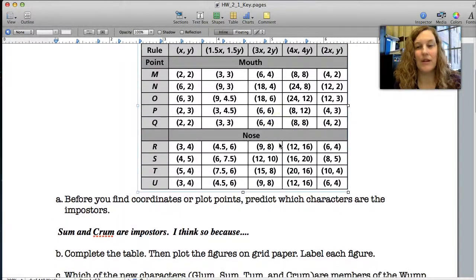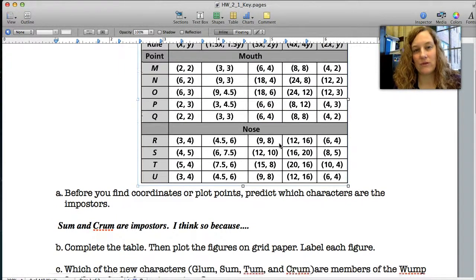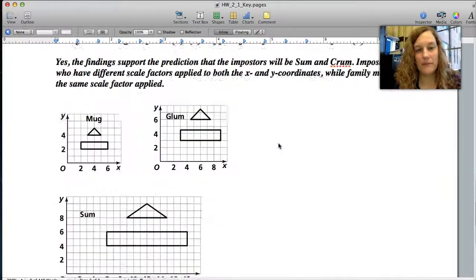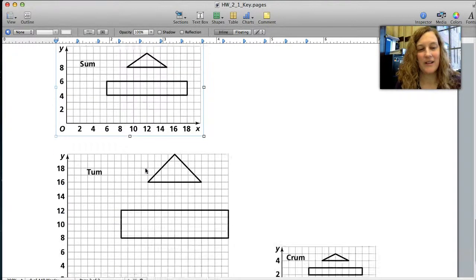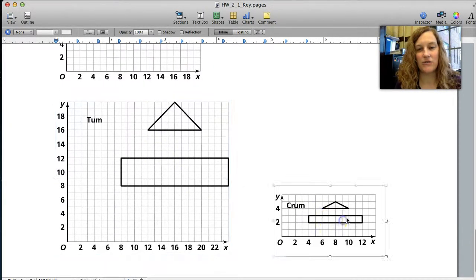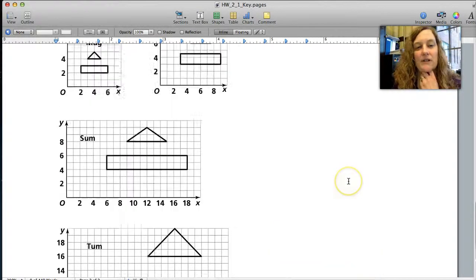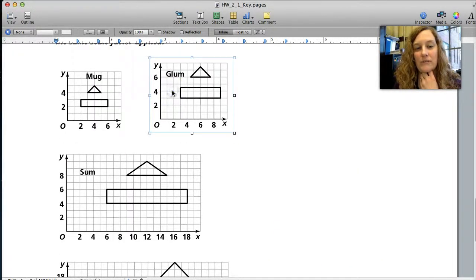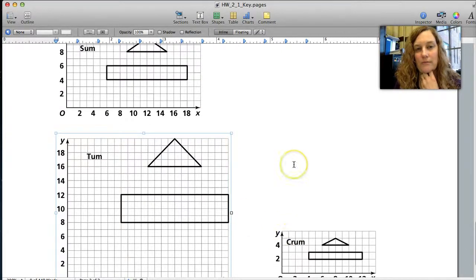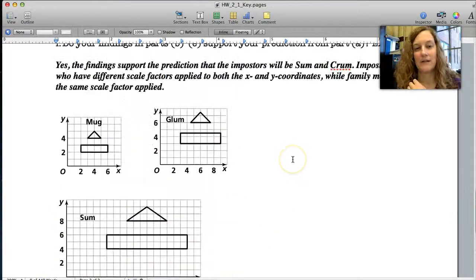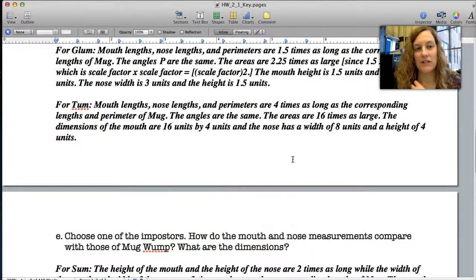That's completing the table. Now if you go to draw them, I'm going to scroll down, and this is what they should look like. Mug is just our mug with his nose and his mouth. Here's glum, here's sum, and here's tum, and here's crumb. So again, you can compare your pictures. There's glum, sum, tum, and crumb. And let's go back up to our questions.